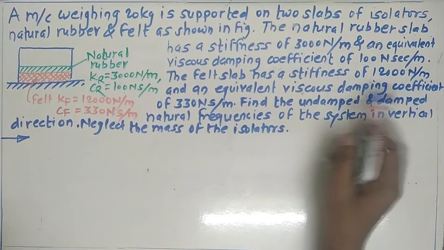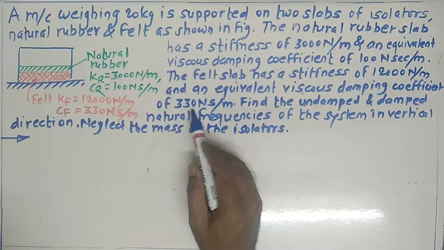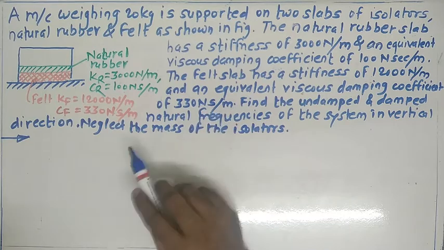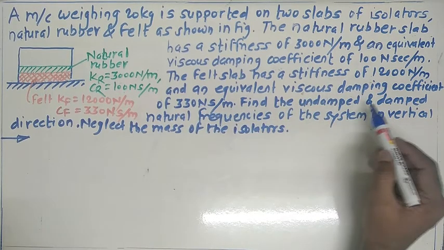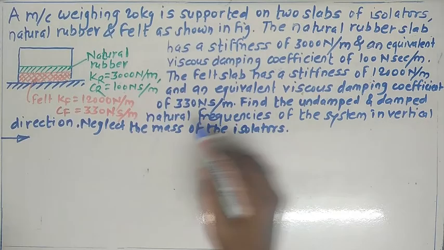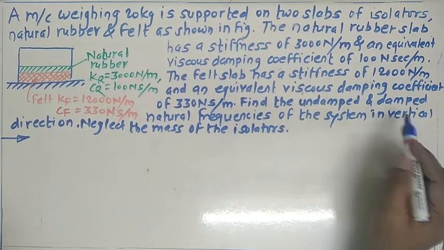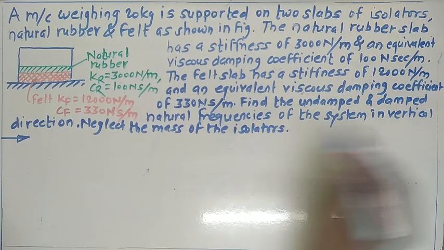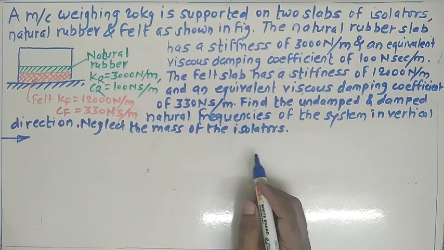of 330 Newton second per meter. Find the undamped and damped natural frequencies of the system in vertical direction. Neglect the mass of the isolators.